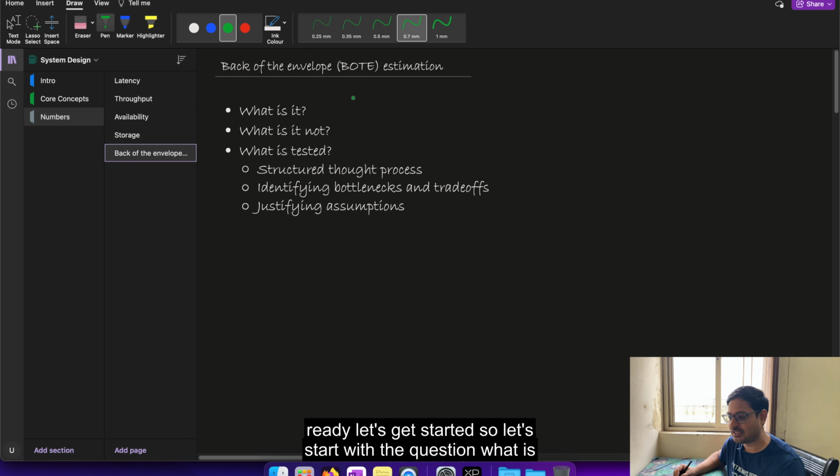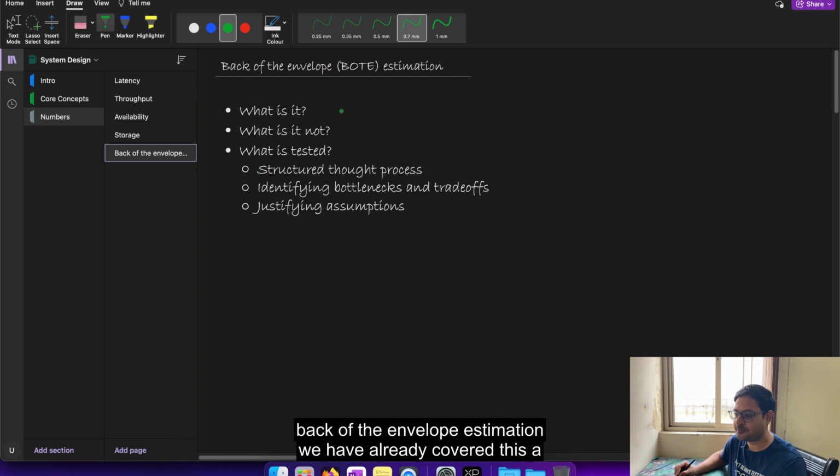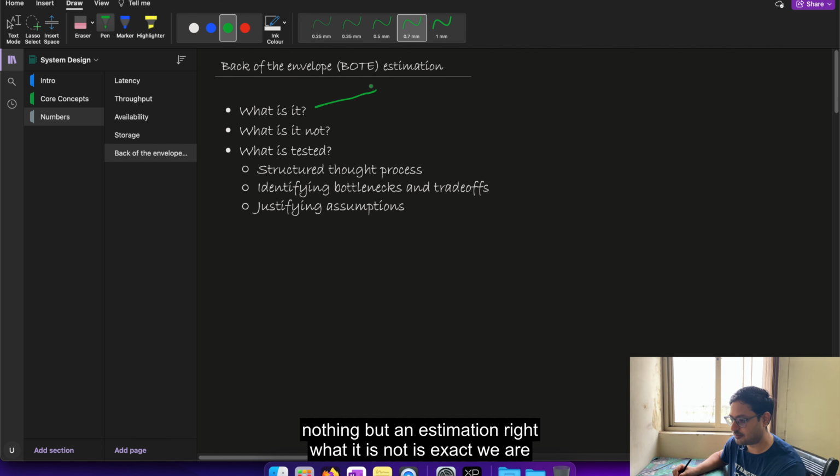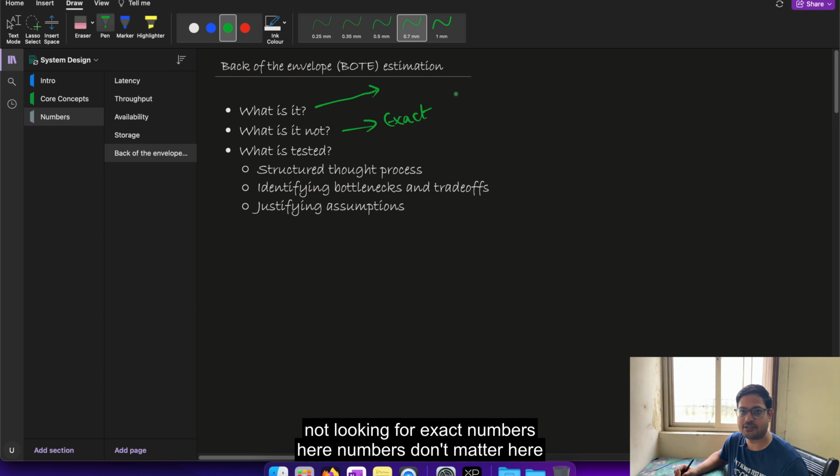So let's start with the question, what is back of the envelope estimation? We have already covered this a little bit in the previous video. Back of the envelope estimation is nothing but estimating a system design for its capacity even before writing a single piece of code, right? So it is nothing but an estimation, right? What it is not is exact. We are not looking for exact numbers here. Numbers don't matter here as much as long as we are able to estimate the scale of the system that we are trying to design for, right? So it is an estimation and it is not exact numbers.